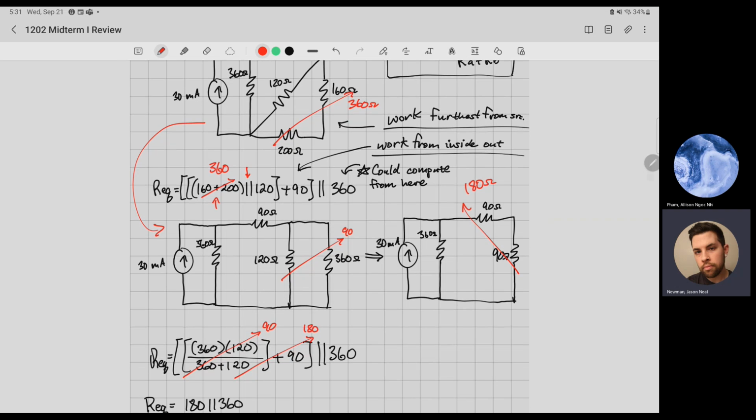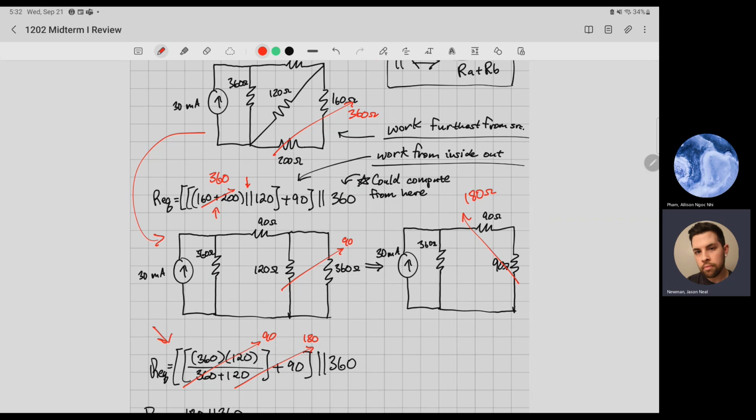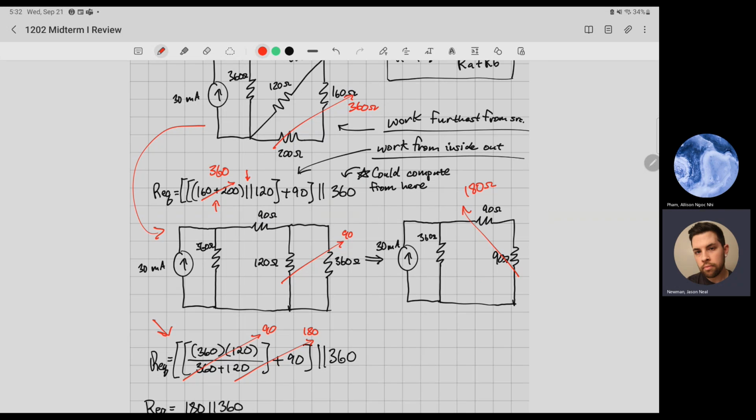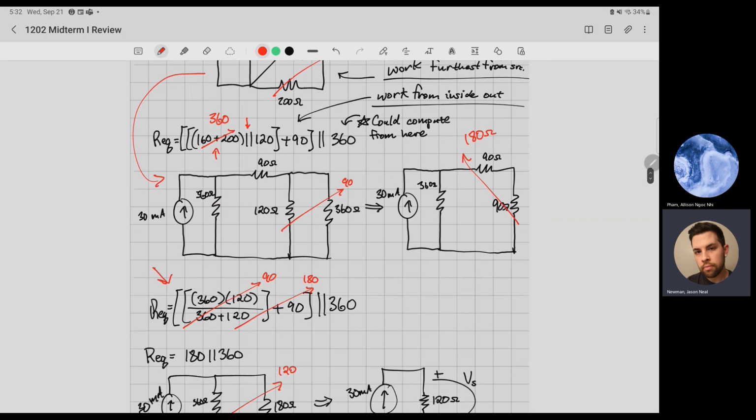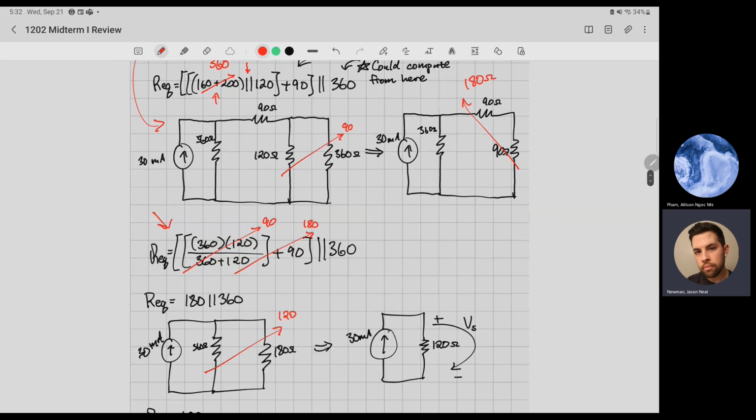And then basically I'm just describing what I'm doing here in this equation. You're doing the product over sum plus 90. And once you calculate that, it's going to be in parallel. I'm going to show you the last part of what the circuit looks like. It's going to be 180 in parallel with 360 now. That's the final step. So then once you do the product over sum again, you're just going to condense those down, and then you're going to be left with just this circuit.